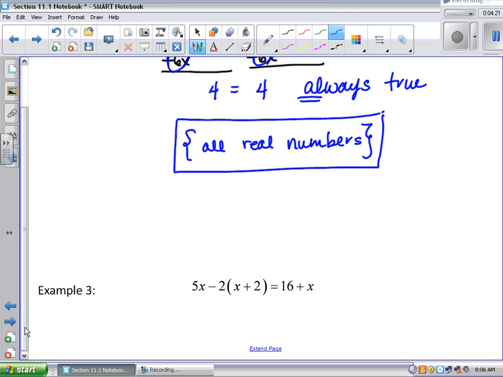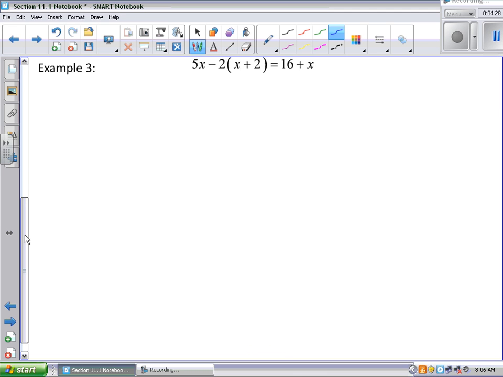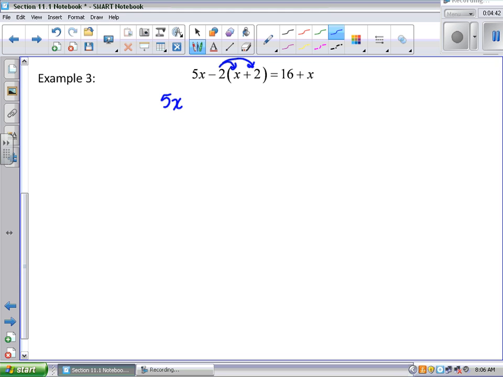Example number 3. Again, when I start with my equation, I can't tell just by looking at it whether it's going to be option 1, option 2, or option 3. I don't know that until I start solving it. Again, we're going to distribute to get rid of our parentheses. 5x minus 2x minus 4 equals 16 plus x.